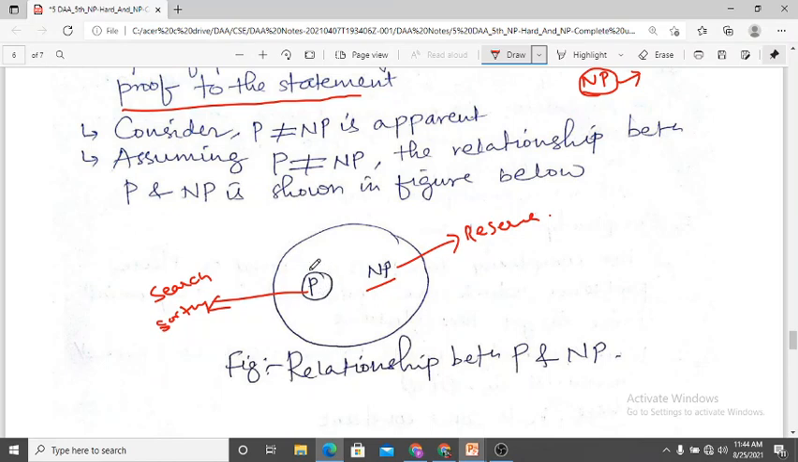So can we say P is a subset of NP? Yes, we can say P is a subset of NP. So the relationship between P and NP is that P is a subset of NP. We can say P is also NP. So from the NP, P is a small part, polynomial. So this is the relationship between P and NP.